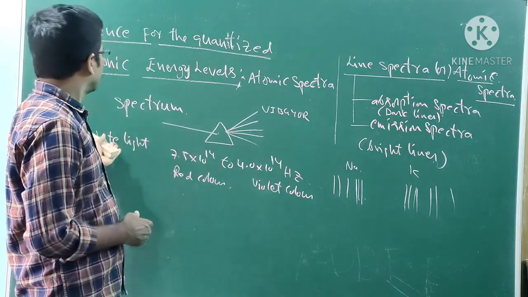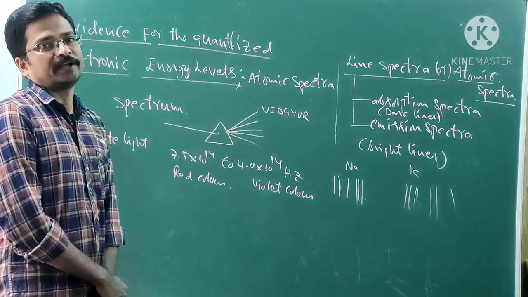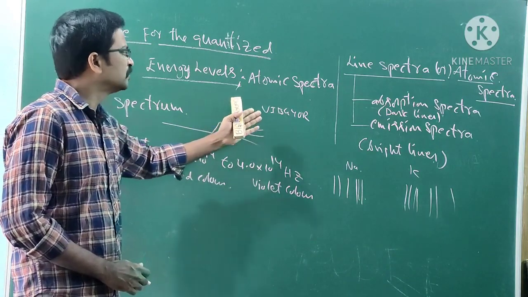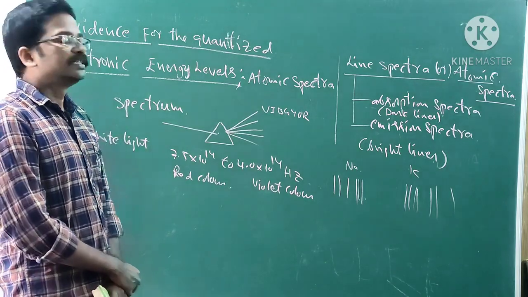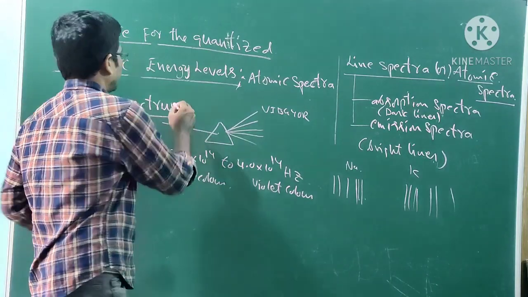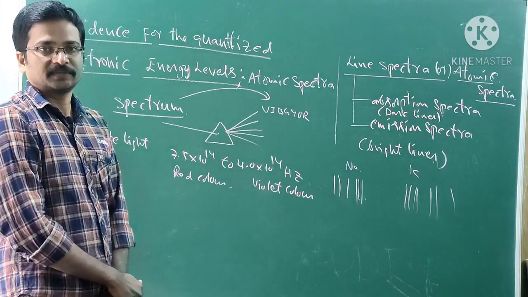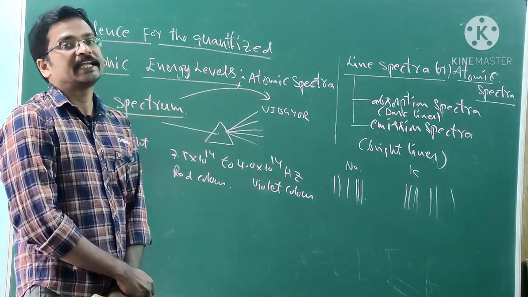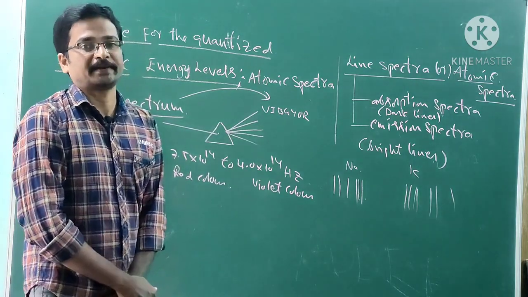Now let us focus. When white light falls on a prism, it can split into 7 colors: V, I, B, G, Y, O, R. These 7 colors are known as the spectrum. Whenever white light falls on a prism, it splits into 7 colors, and these 7 colors are known as the spectrum.